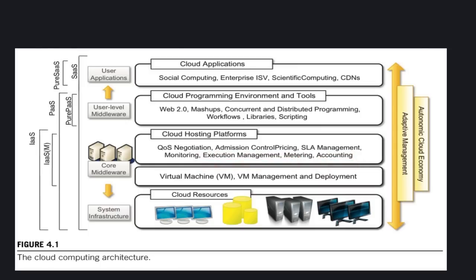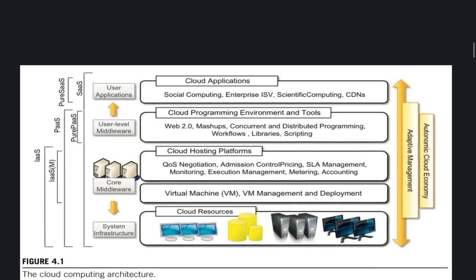Then next we have the user level middleware. So here there will be different APIs and environments like Web 2.0 mashup, concurrent and distributed programming, workflows, libraries, scripting. All those things are present here. Next, above that we have the cloud applications. In cloud applications, what will the end users use? The social computing, CDNs, scientific computing, all those things are present.